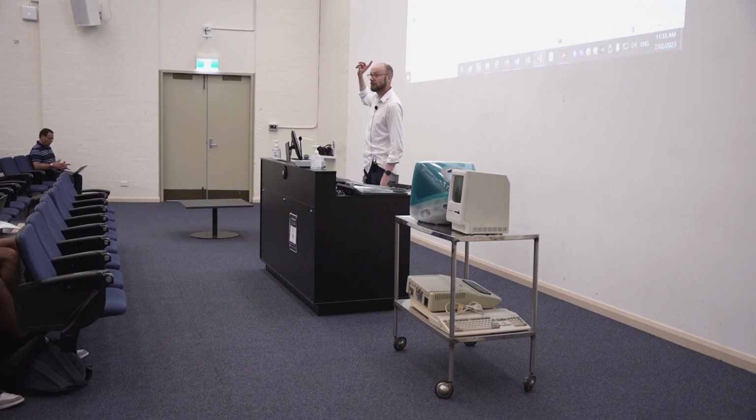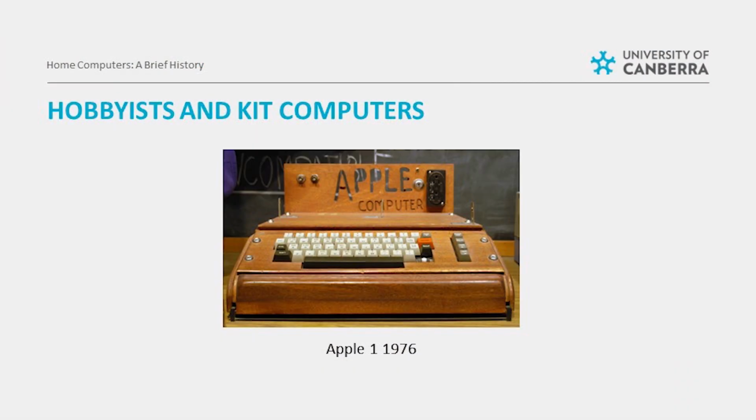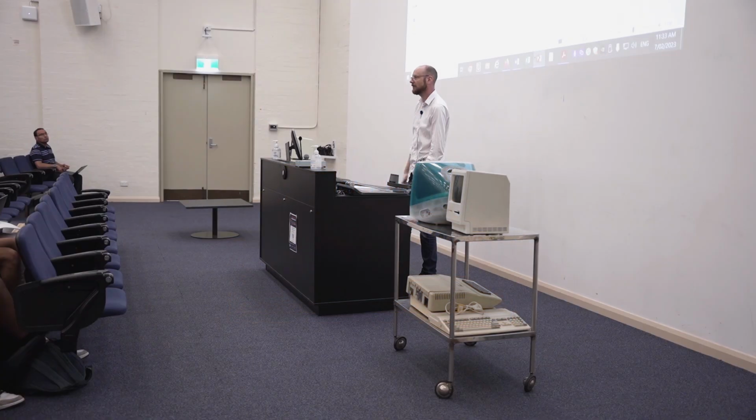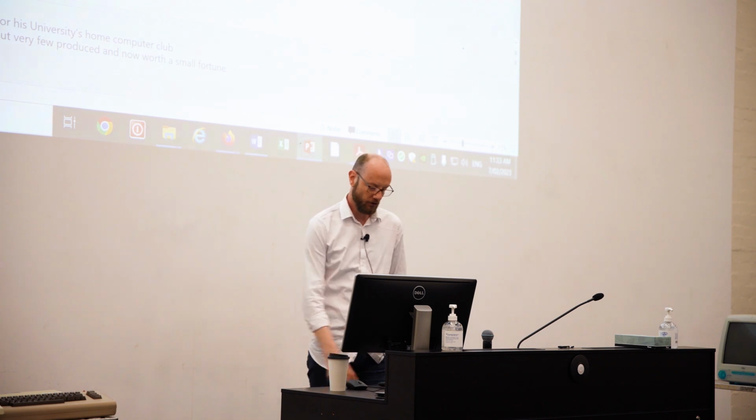That's probably the most famous one, the Apple I, right? Steve Wozniak designed this in his university days. They had a computer club where they were literally building and designing these computers from scratch. So that's probably the most famous one.